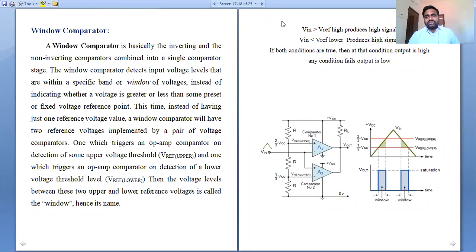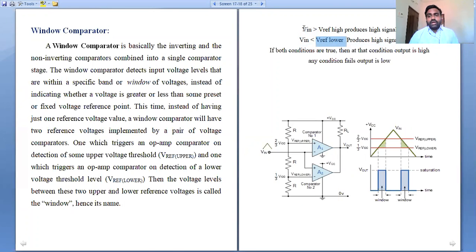These are the two specific conditions we have. One is if the input voltage is greater than the reference voltage high, that means the upper threshold value. High means the upper threshold and low means the lower threshold value. The voltage at the higher threshold is represented by V reference high, and the voltage at the lower threshold value is represented by V reference low.